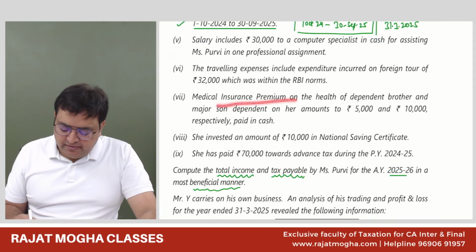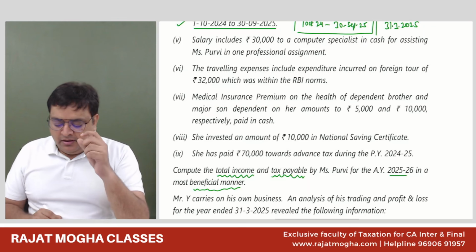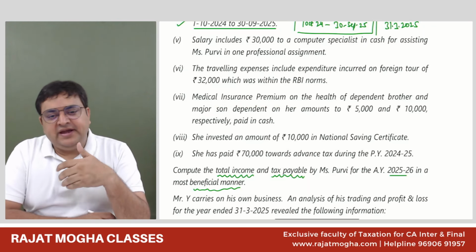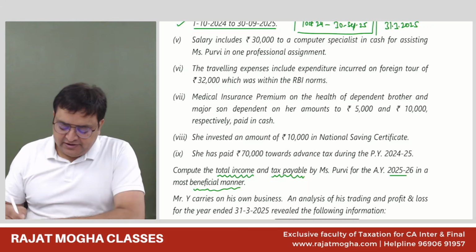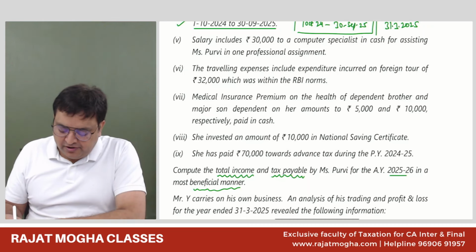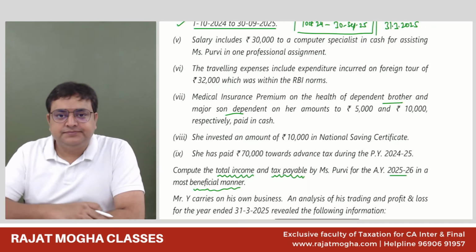Medical insurance premium on the health of the dependent brother and major son dependent on her amounts to 5,000 and 10,000 respectively, paid in cash. Okay, medical insurance premium. Why have they given this information? 80D, optional regime. She has paid medical insurance premium for dependent brother and dependent son. Tell me for whom it can be allowed.